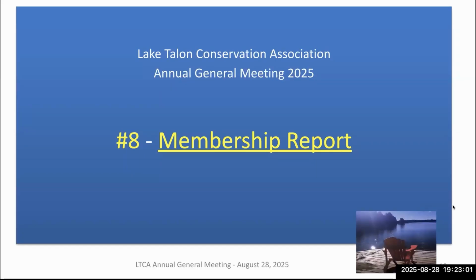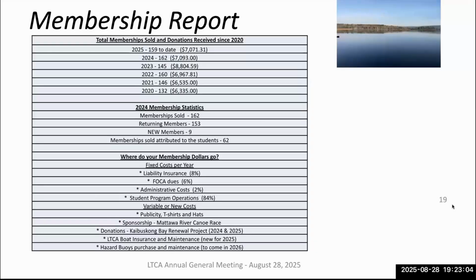Item number 8 is our membership report, and we have some good news certainly on that front from Lorraine Poisson, and here are the details. Lorraine, if you want to go through them. Sure. So I put this slide together. The first section is just some background on how much we collect in terms of selling memberships and the donations that we receive. For this year, we have 159 members to date. With those membership dues and donations, we've collected just over $7,000. And then I've listed there the previous years, the memberships and the associated money that has been collected.